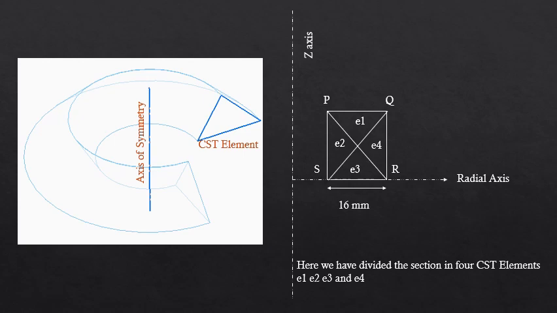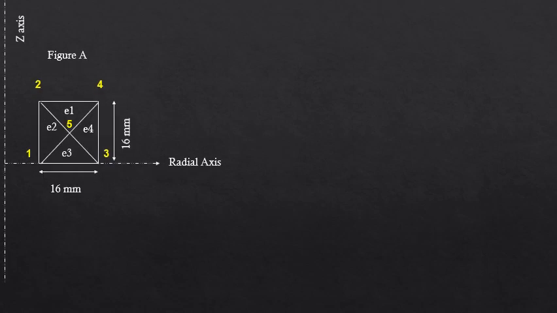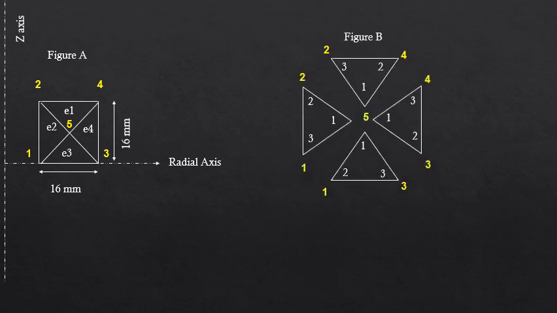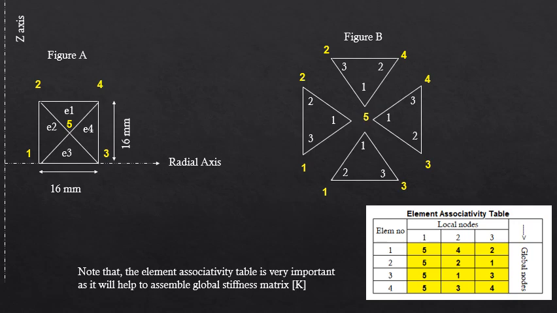It is quite obvious that, any triangle, when revolved around axis of symmetry, will generate a volume. Here, you can see the global node numbering for elements in figure A. The numbers in yellow ink are global node numbers. Figure B shows local node numbering specific to an element. Numbers in white ink are local node numbers. Note that, the element associativity table is very important as it will help to assemble global stiffness matrix K.